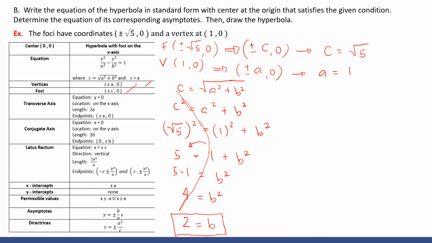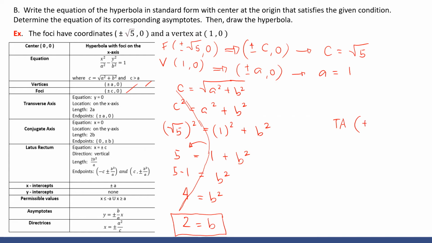Again, na-identify na ulit natin ang a, b, and c. Ibig sabihin, madali na nating malalaman yung parts nitong ating hyperbola. Okay? So, sabi natin, for the endpoints of transverse axis, ano ang magiging endpoints of the transverse axis?